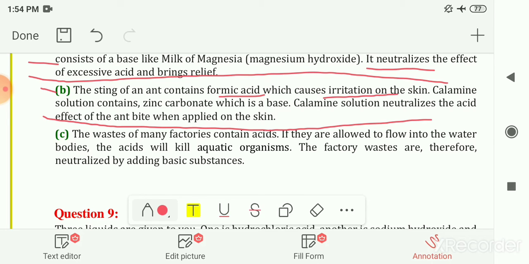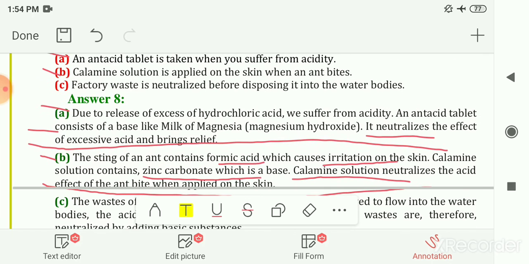Calamine solution contains zinc carbonate, which is basic in nature. So calamine solution neutralizes the acid effect of an ant bite when applied on the skin. That's why we apply calamine solution when an ant bites you.